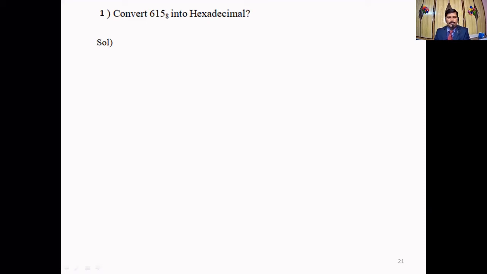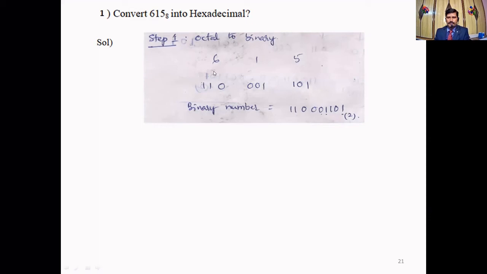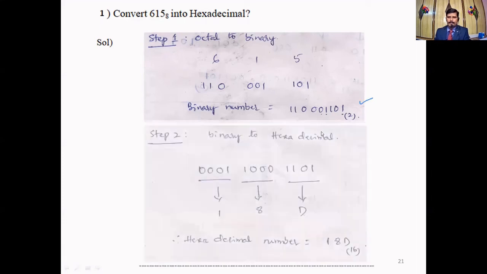Yeah, the octal number 615 is given. We need to convert it into hexadecimal. Okay, what is the procedure? First, convert octal to binary, using 3 bits for each octal digit. So the binary number comes, and then convert this number to hexadecimal using 4 bits. That's all.